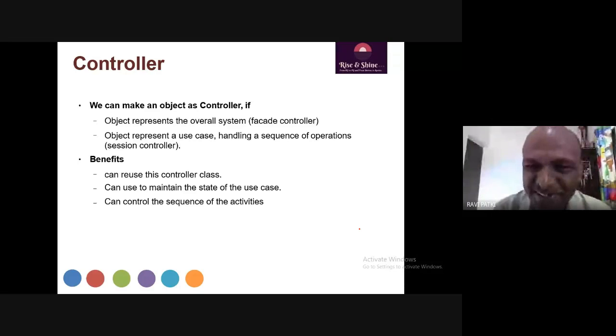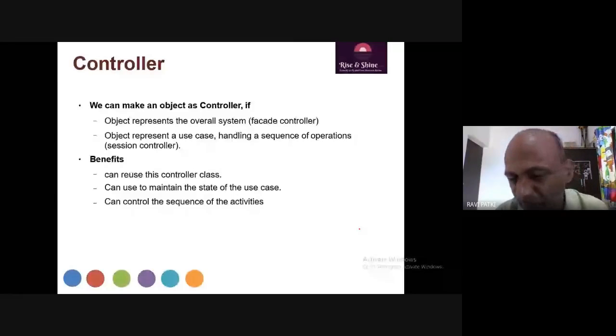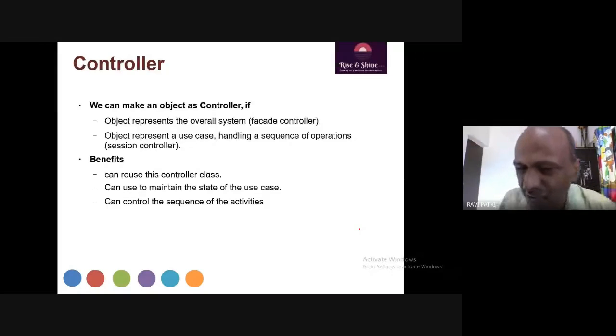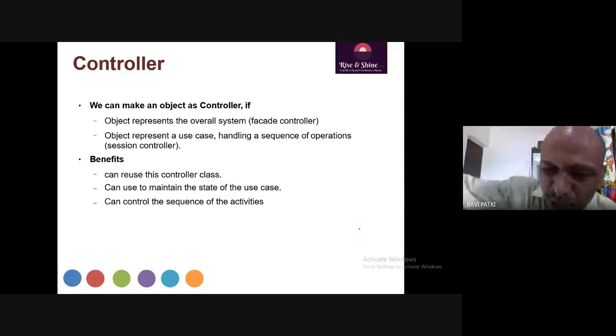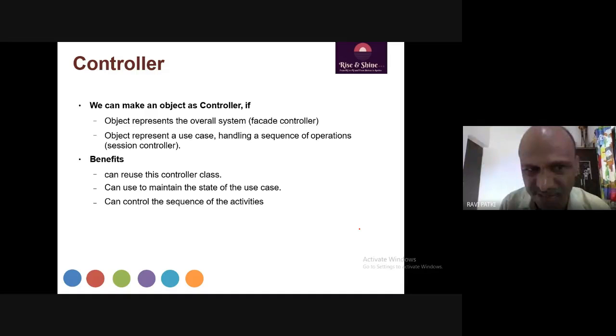So in the same way, how to design a controller? You design a controller in this way: it knows all the objects, it knows the overall system. So an object represents a use case, handling a sequence of operations. It is called a session controller. So what is the benefit? Can we reuse this controller class? Yes, we can reuse that controller class. We can use it to maintain the state of the use case through that controller, and can control the sequence of activities also. If this event is clicked, go to this object. If this button is clicked, go to that object. The controller controls the sequence of activities.